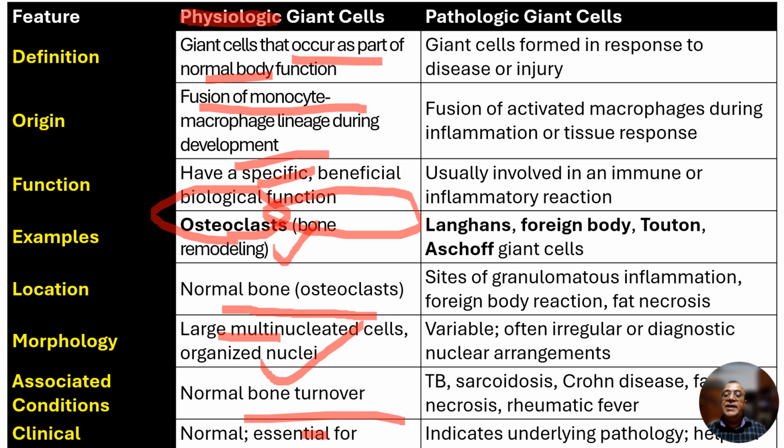While besides the TB granuloma and foreign body granuloma, the other types of pathologic giant cells are Touton giant cells and Aschoff giant cells. They are present in fat necrosis, Crohn's disease, TB, sarcoidosis, rheumatic fever. And when they are present, they indicate underlying pathology. Hence, they help in diagnosis of the disease.